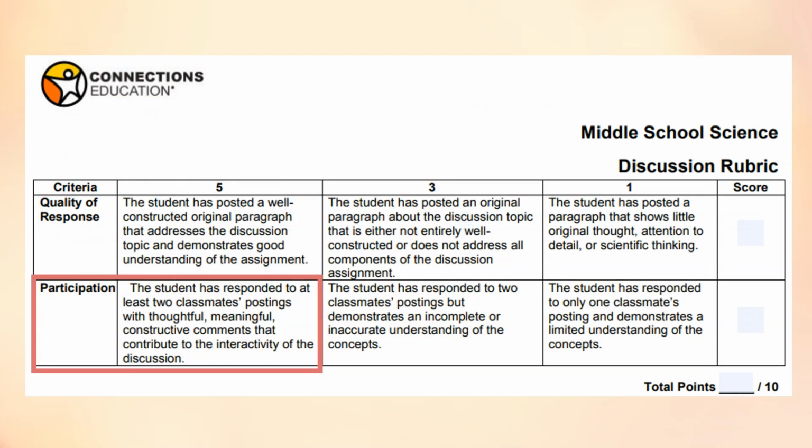Here is the middle school science discussion rubric. Your responses to other students are worth 5 points total. For full credit, you must respond to at least 2 classmates' postings with thoughtful, meaningful, constructive comments that contribute to the interactivity of the discussion. If you do not reply to enough students, or if your replies do not add to the discussion, you will not receive full credit.